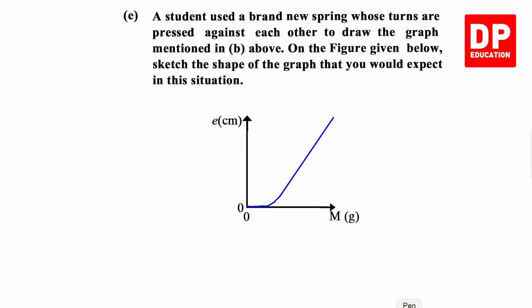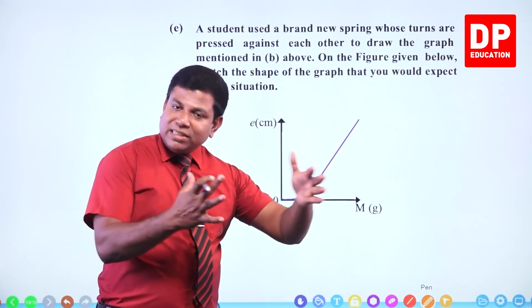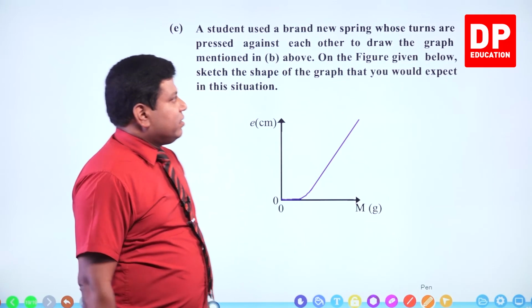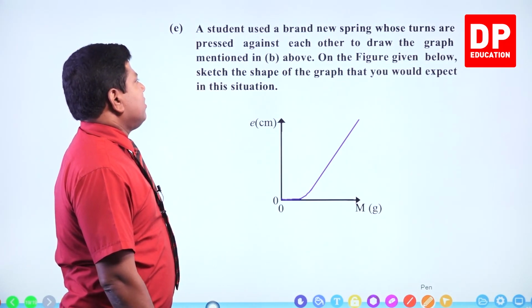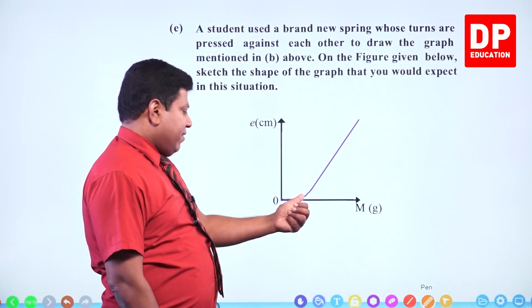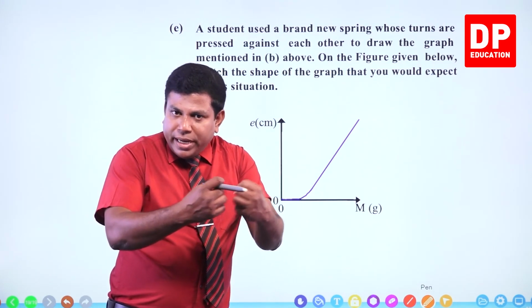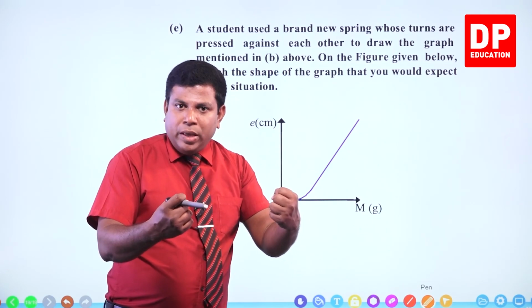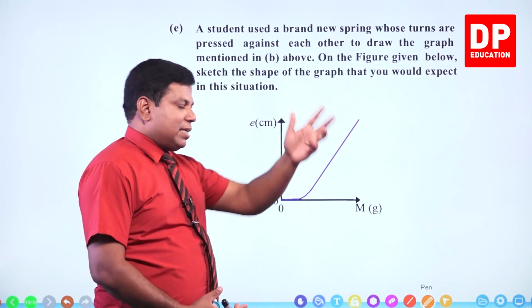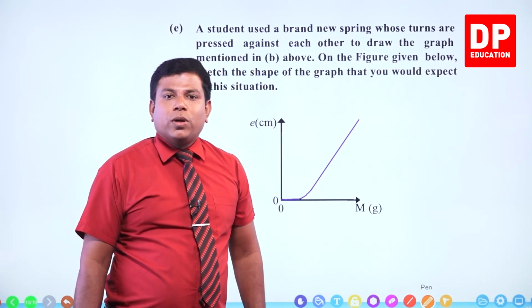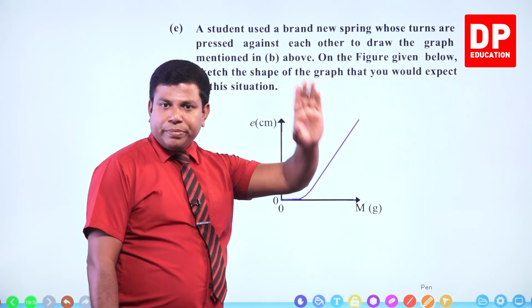For certain low values of m, you won't see an extension because they are pressed against each other. Since it's a brand new spring whose turns are pressed against each other, we will have this issue. Initially, for small values of m, that wouldn't break and it wouldn't come out. But after m reaches a certain value, then you can expect the usual behavior of a straight line.